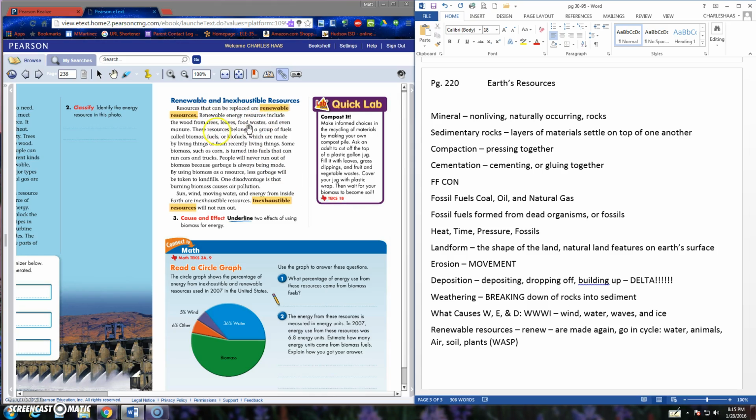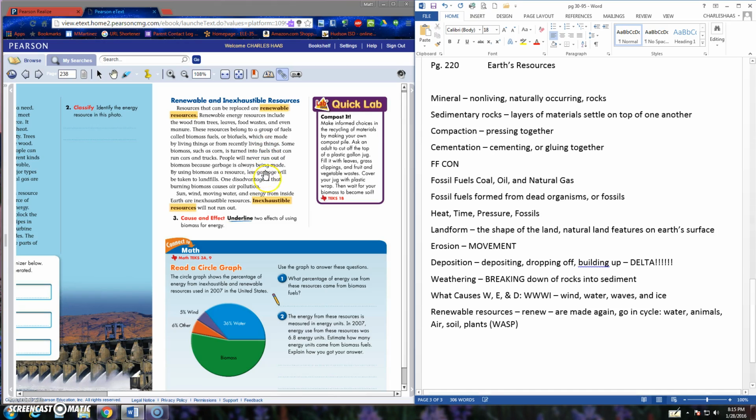Renewable energy resources include the wood from trees, leaves, food waste, and even manure. These resources belong to a group of fuels called biomass fuels or biofuels, which are made by living things or from recently living things.